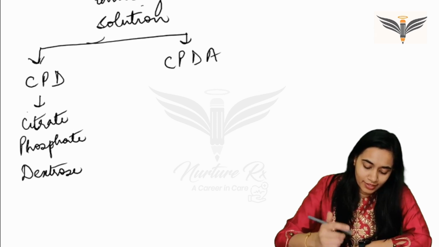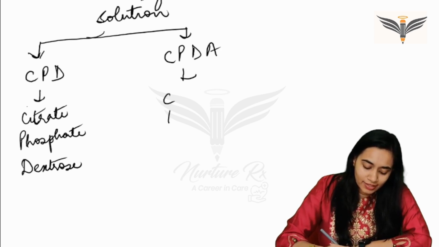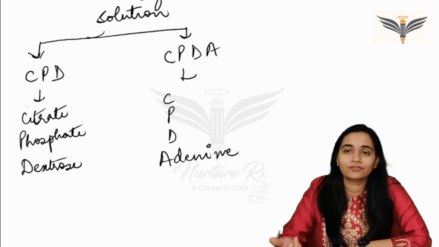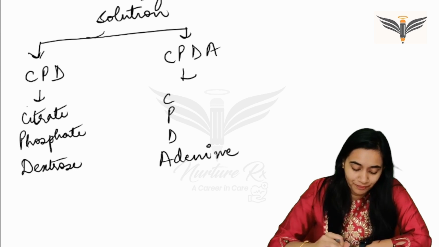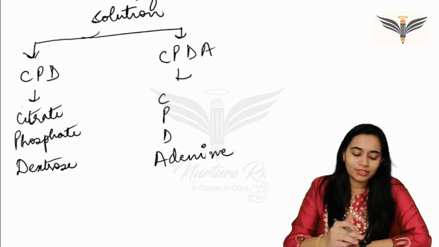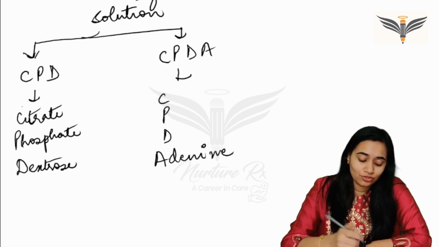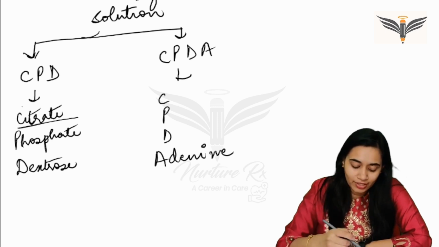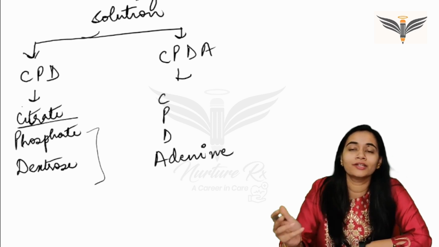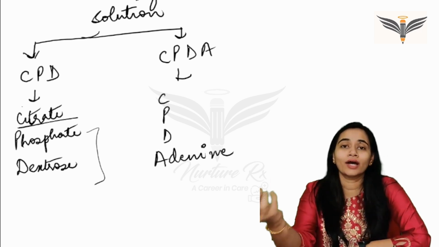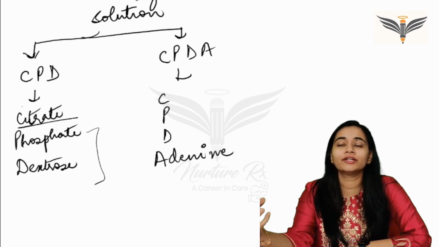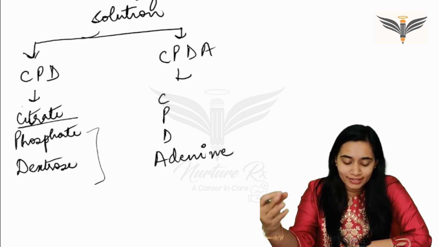Citrate phosphate dextrose, and CPDA is again citrate phosphate dextrose, and in addition to it there is adenine. Adenine is for further nutrition. Okay, so what happens is, now I am calling it an anticoagulant solution. So the citrate part is providing you the actual anticoagulation, and the rest of the part is providing nutrition to the whole blood that now has been taken out of the body and requires some kind of external nutrition for it to be preserved for a longer period of time.